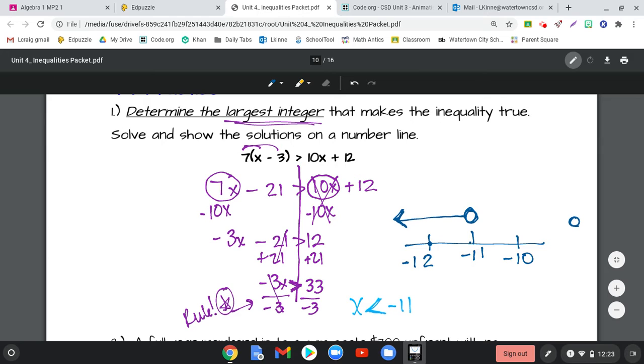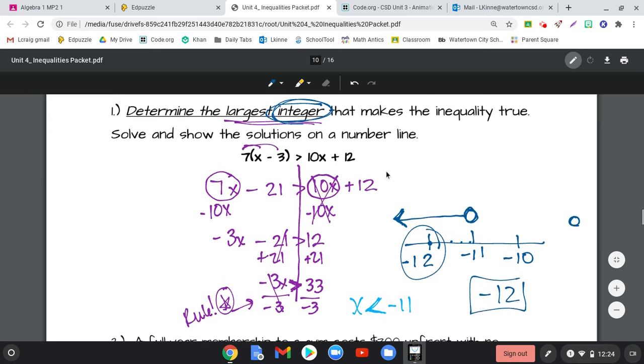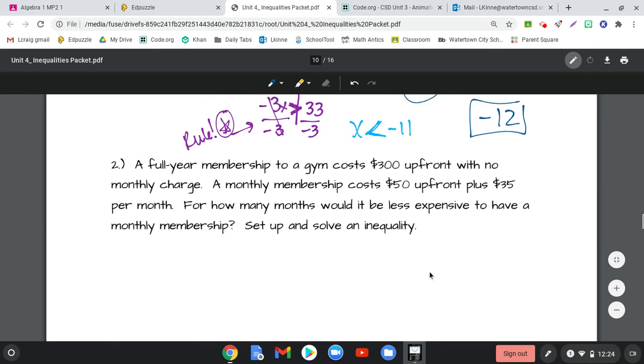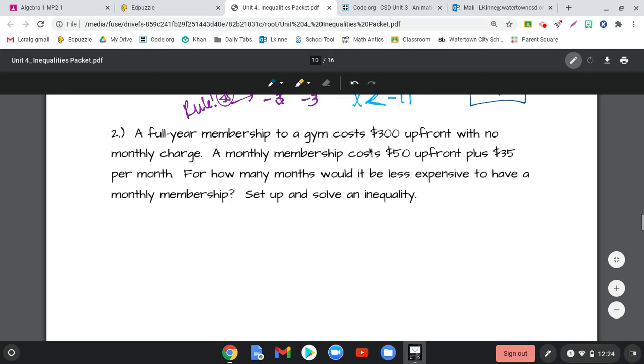And now it could be any decimal in here too, but another key part of this question is it says what is the largest integer, which is anything on the number line. So the first integer that we come to is negative 12. So negative 12 is the largest integer that makes that true. All right, number 2 should look fairly familiar.